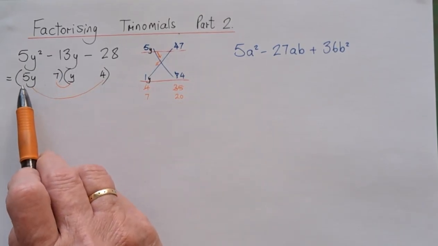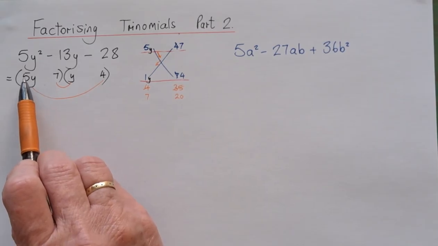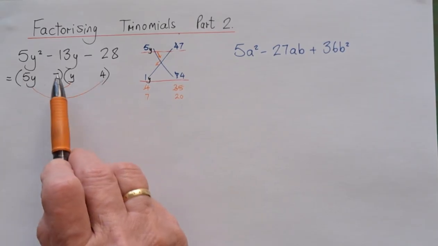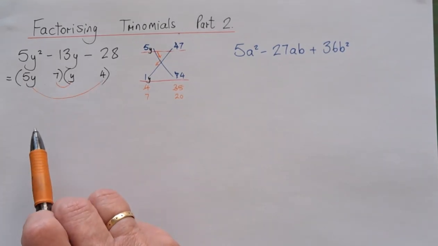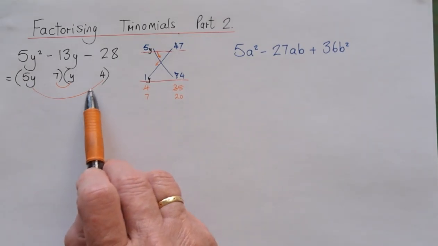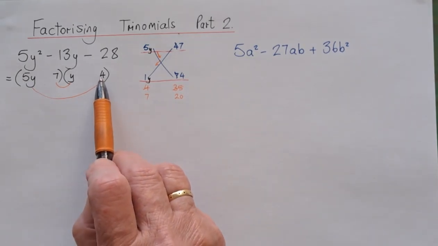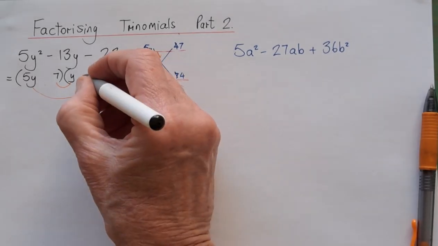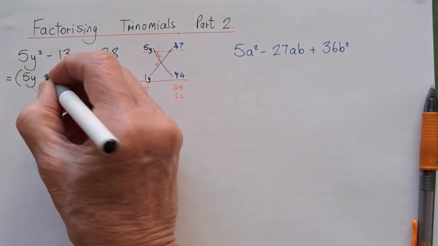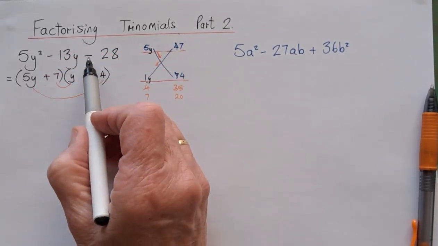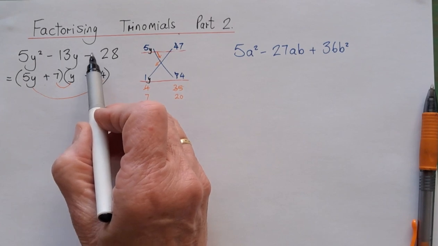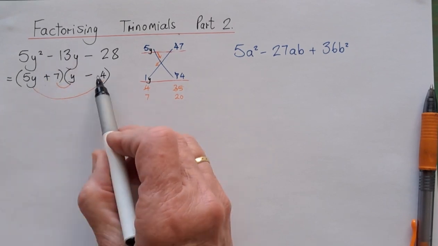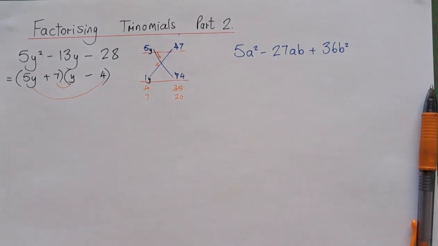So I don't have to worry about the variables, just the numbers. 5 times 4 is 20 and 7 times 1 is 7. So the larger combination is 5 times 4, which is 20. So that one's going to get the negative and the other one will get the positive because the signs in the brackets are different and the larger one is negative.